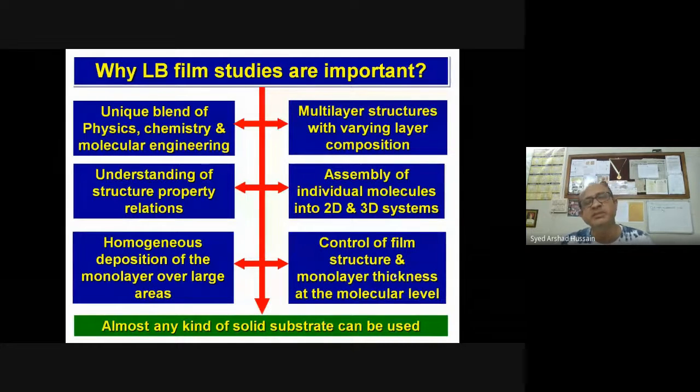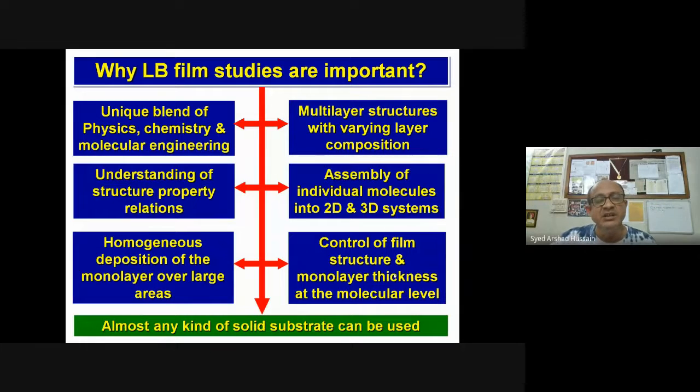So these techniques give you this option also. You can organize multi-layer structures with varying layer compositions, maybe different materials, so you can prepare hybrid kind of structures. You can assemble your material or individual molecule into two-dimensional or three-dimensional systems. You can deposit homogeneous monolayer over a large area.